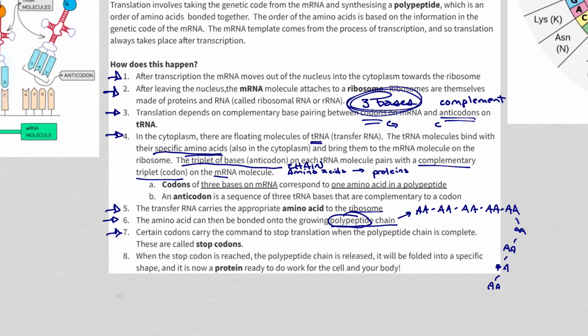Certain codons carry the command to stop translation when the polypeptide chain is complete. These are called stop codons. And when a stop codon is reached, the polypeptide chain is released. It will be folded into a very specific shape, and it is now a protein ready to do work.